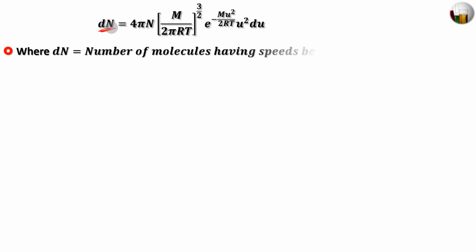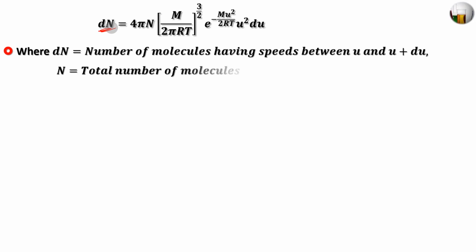In fact, the graph was based on this particular equation. The equation looks pretty complicated. We're not going to go into how it was derived. It's a very complicated mathematical and physical model, and therefore we're not going to derive this, we're going to only understand it. So what do each of these parameters mean? dn is the number of molecules that exist in the speed interval between u and u plus du. So dn, number of molecules having speeds between u and u plus du.